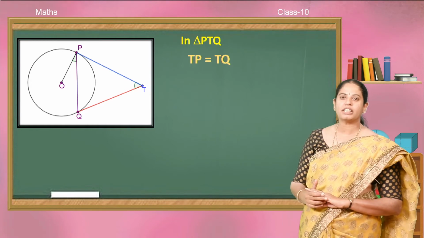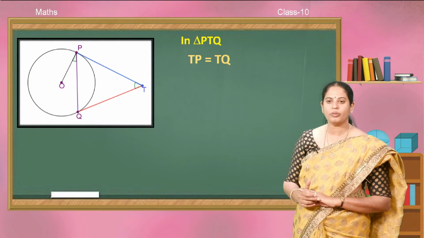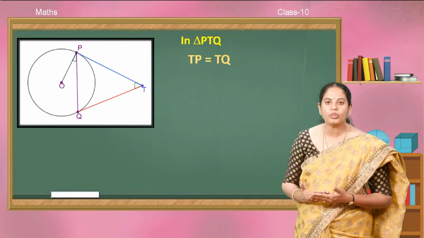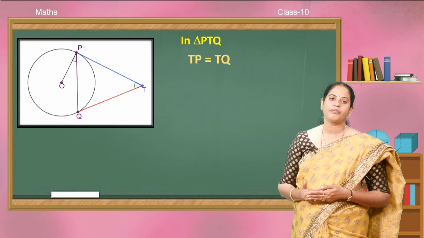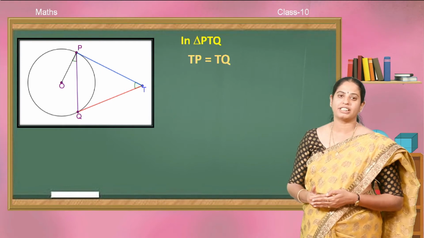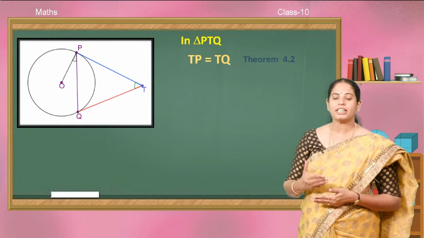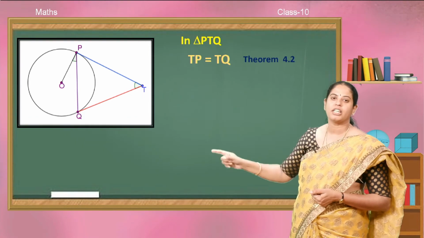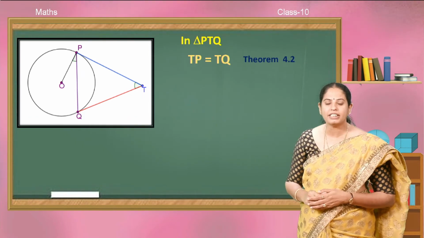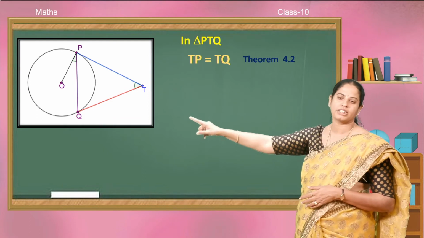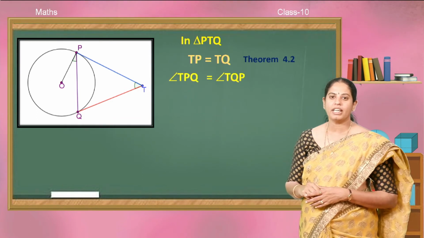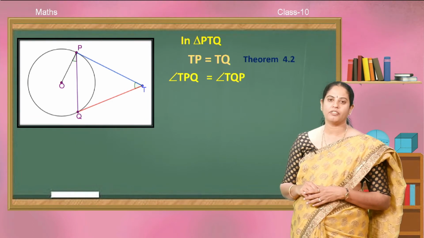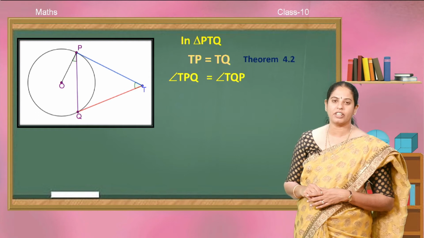How did we come to TP equals TQ? Just now in theorem 4.2 we proved that the tangents drawn to a circle from an external point are equal. By using that concept, we say that TP equals TQ because TP and TQ are the tangents from the external point T to the circle with center O. Then angle TPQ is equal to angle TQP. Why are those two angles equal?